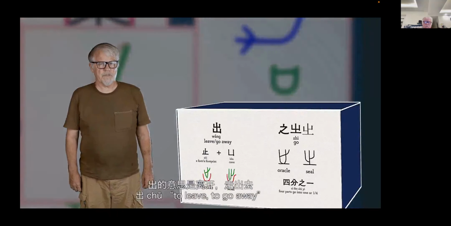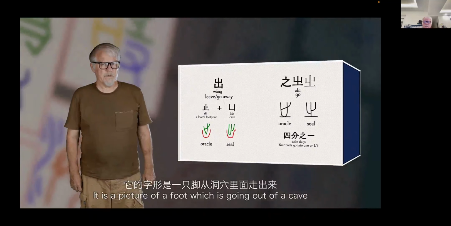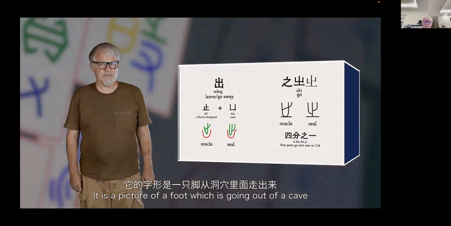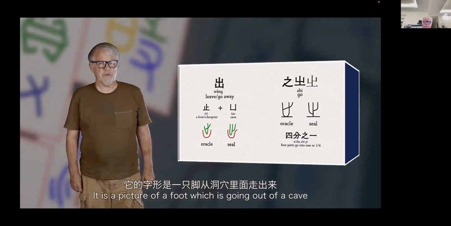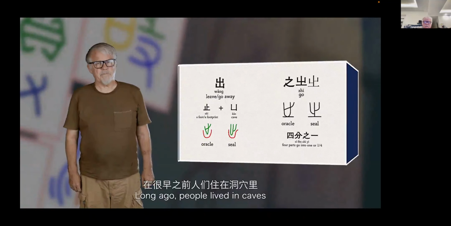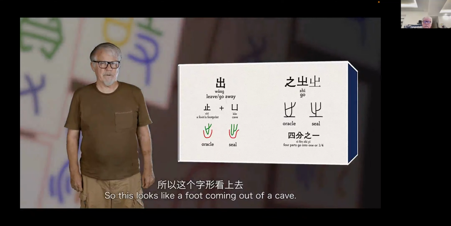Chu means to leave or to go away. In the seal, we can see it means to go out of a particular place. It is a picture of a foot which is going out of a cave. Long ago, people lived in caves, so this looks like a foot coming out of a cave.